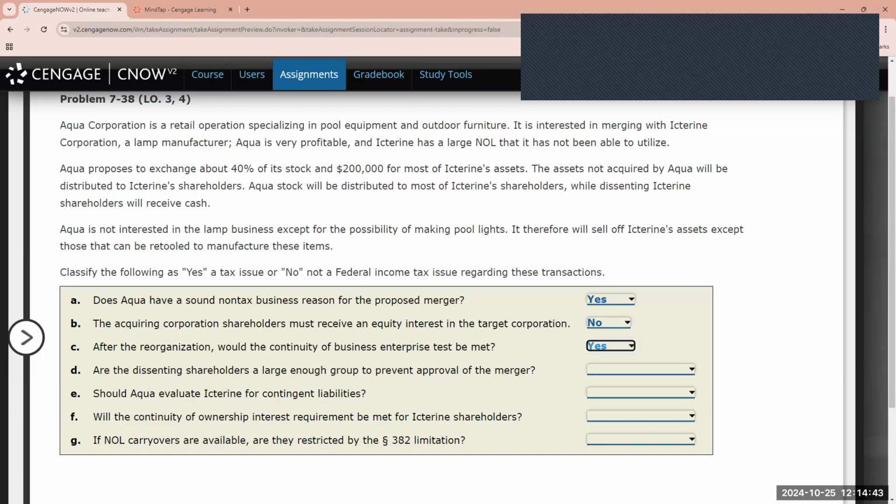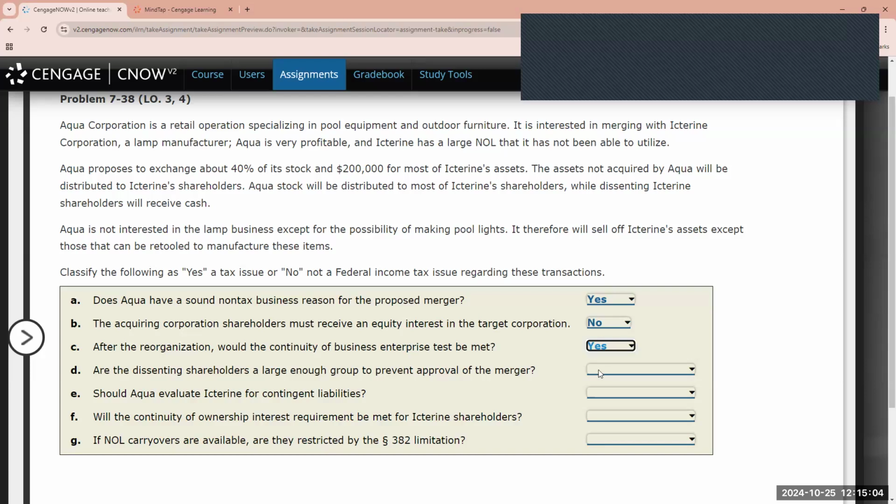Yes, this is important. Specifically, the business enterprise test requires that the acquiring corporation either, one, continue the target's historic business, or two, use a significant portion of the target assets in the business. D, are the dissenting shareholders a large enough group to prevent approval of the merger?